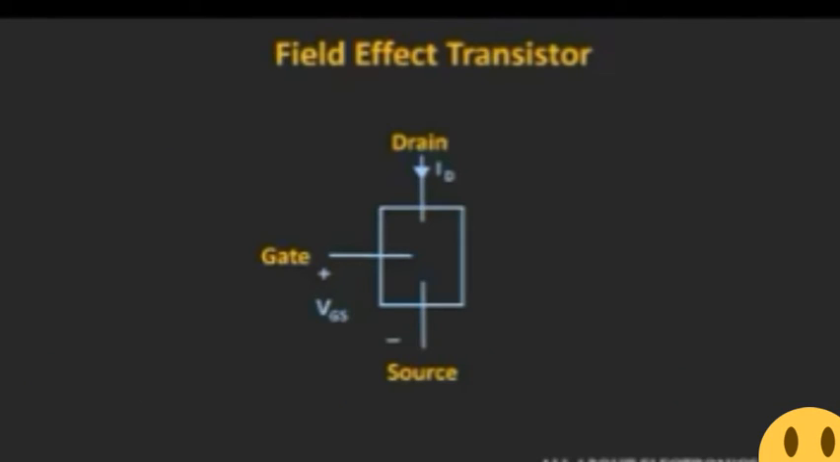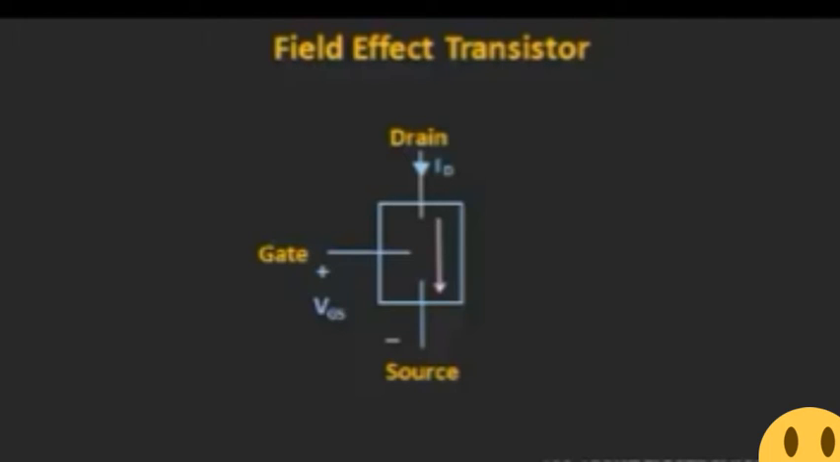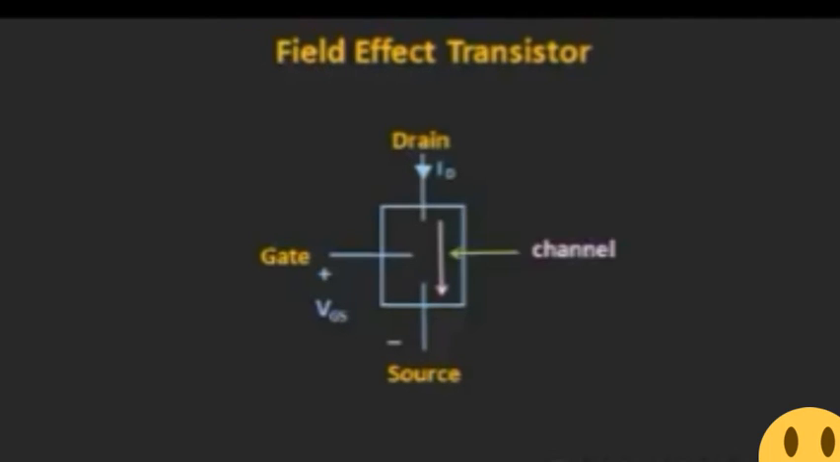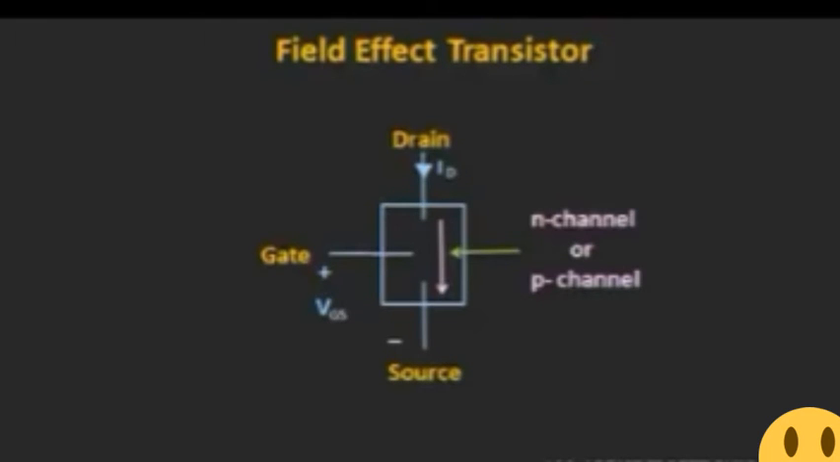Now as I said earlier, the FET has three terminals, the gate, source and drain, and the current flows between the drain and the source terminals. The path through which the charge carriers flow is known as the channel, and if this channel is made up of n-type semiconductor, then the field effect transistor is known as an n-channel FET. Likewise, if the channel is made up of p-type material, then it is known as a p-channel FET. And in this FET, the gate terminal is placed very close to the channel so that it can control the flow of current through the channel.